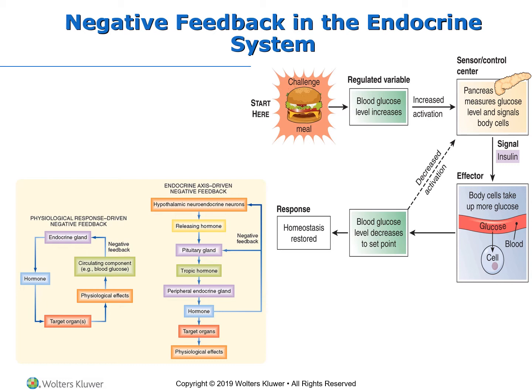This new level, which is the normal level of blood glucose, will again be identified and perceived at the level of the pancreas cells, which will stop producing insulin, and by doing that, will stop the usage of glucose at the level of the cells.